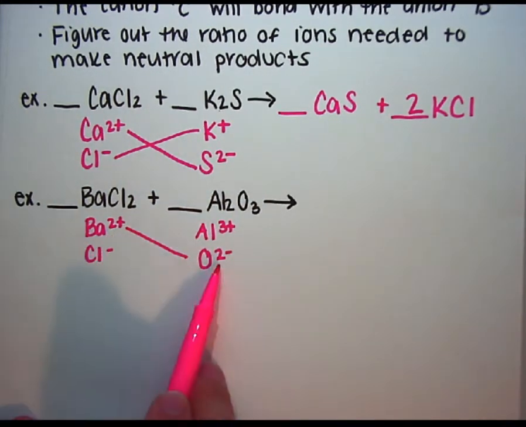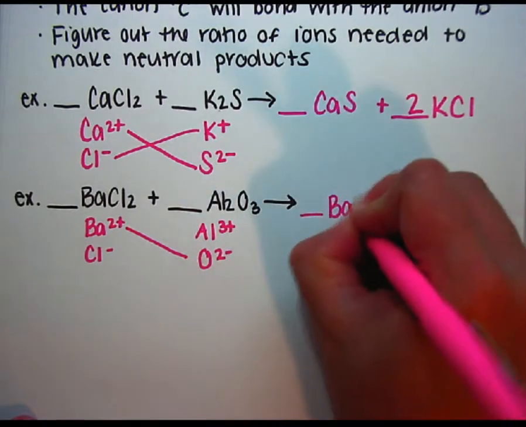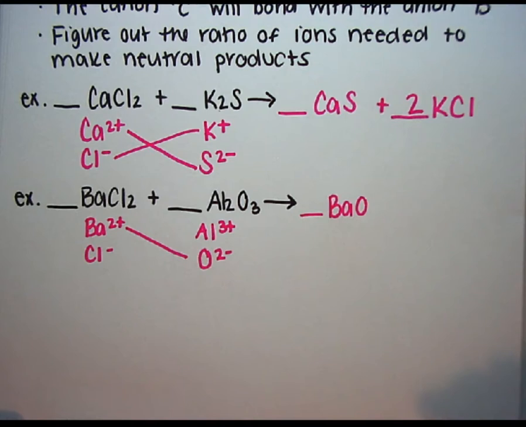Barium is +2, oxygen is -2. That would be a 1-to-1 ratio. So my formula would be BaO.